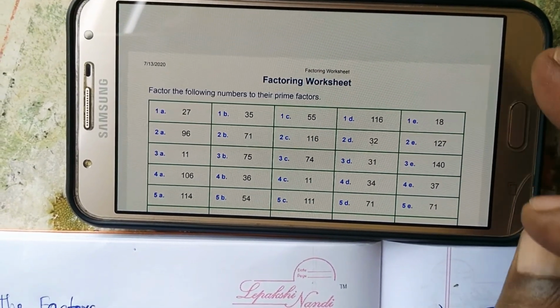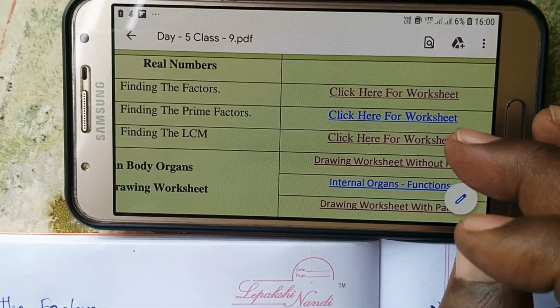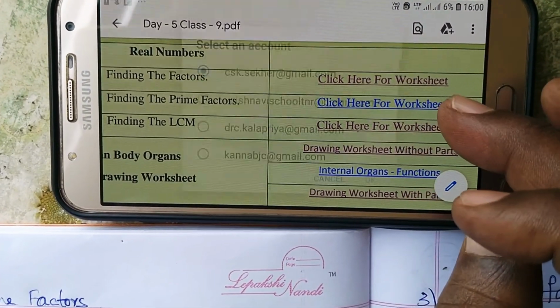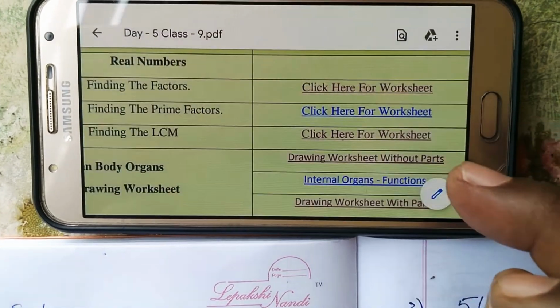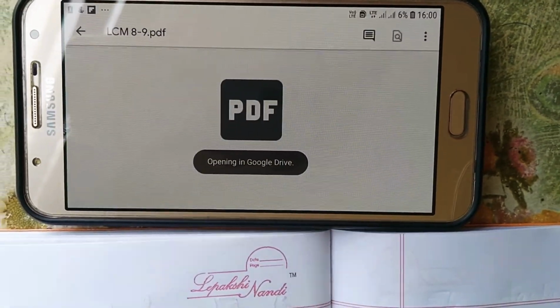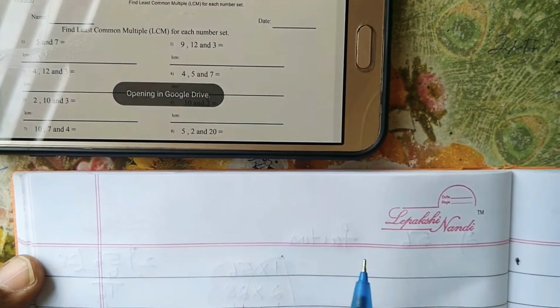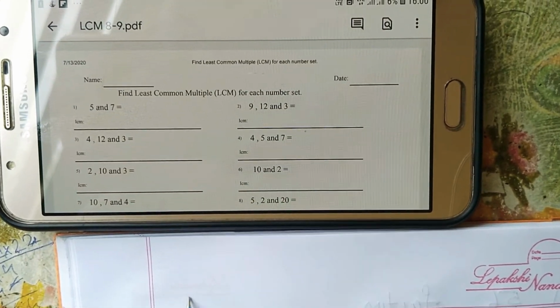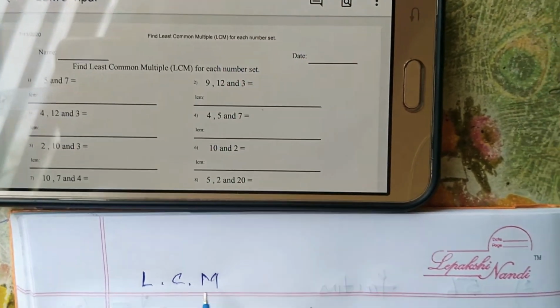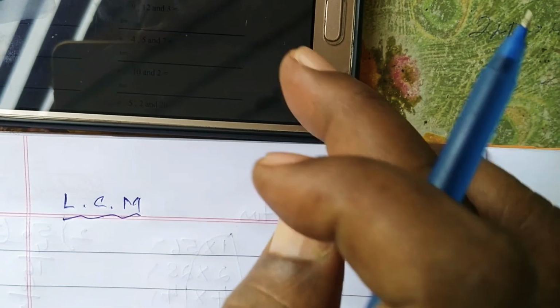Next, I have given one more worksheet to find the LCM of given 2 numbers or 3 numbers. So what is LCM? LCM means to find the least common multiple for the given numbers. So this is for practice for all of you. Your first lesson is Real Numbers.